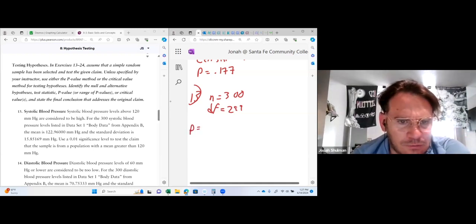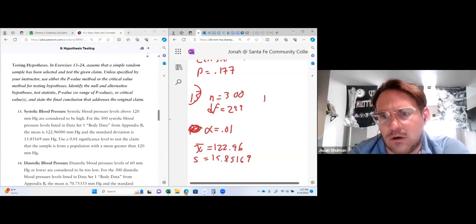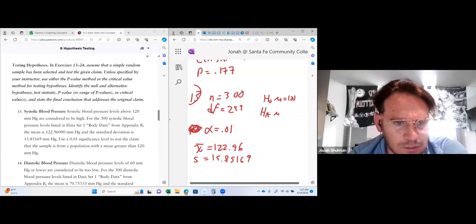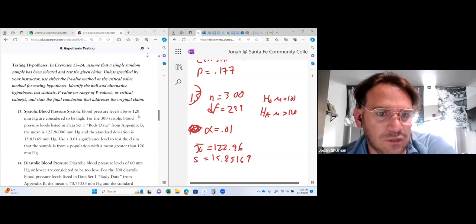We're using an alpha level of 0.01. Our x bar is 122.96. Our standard deviation is 15.85169. Use this to claim that the sample has a mean greater than 120. So our null hypothesis is that our mean is equal to 120. Our alternative hypothesis is that our mean is greater than 120. And that's pretty much it, right?